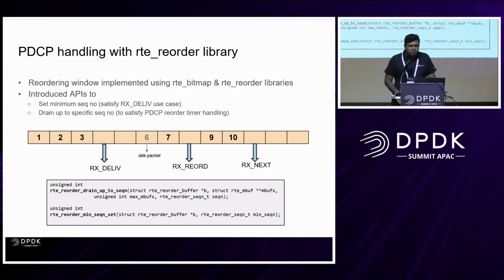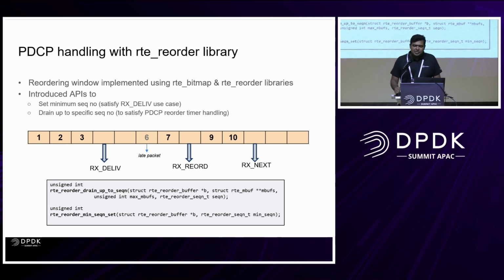Okay, so now that we have seen PDCP's window mechanism, what options are there in DPDK to implement the same? We can make use of RT bitmap and RT reorder libraries for implementing this reorder window. So the bitmap gives the application an idea, or the application can use it for tracking which packets are received, etc. And the RT reorder library can be used to buffer the packets.